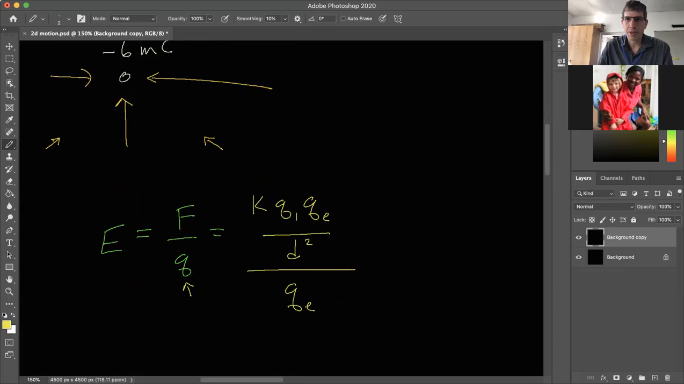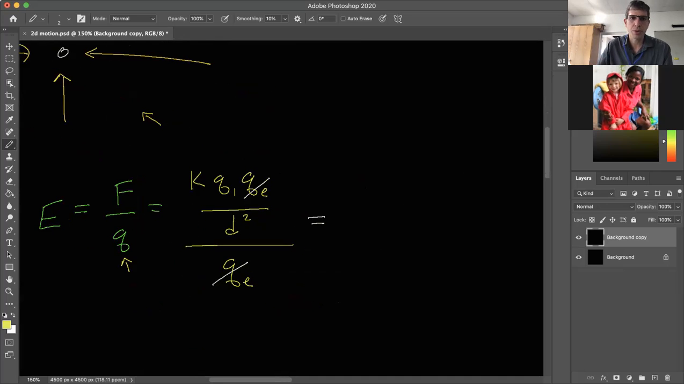What that lets us do is cancel the charge of the electron here with the charge of the electron here. And it gives us a way to think about what the force between two or more charged objects will be if another charge shows up. So this equation basically works out to be just the electrostatic constant times that -6 millicoulomb charge, divided by the distance between them squared.